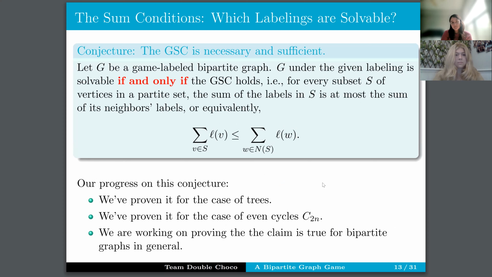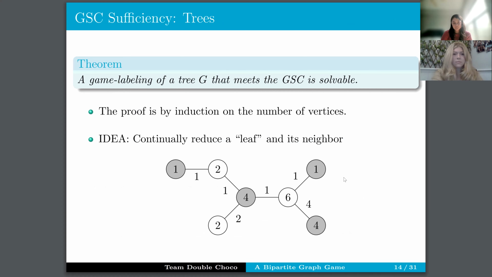We have a conjecture that the GSC is necessary and sufficient, meaning that G under the given labeling is solvable if and only if the GSC holds. Our progress on this conjecture so far, we've proven it for the case of trees, we've proven it for the case of even cycles, and we're working on proving it for bipartite graphs in general. So I will let Kayla take it away from here.